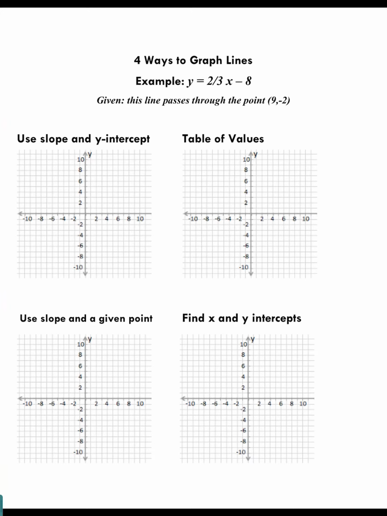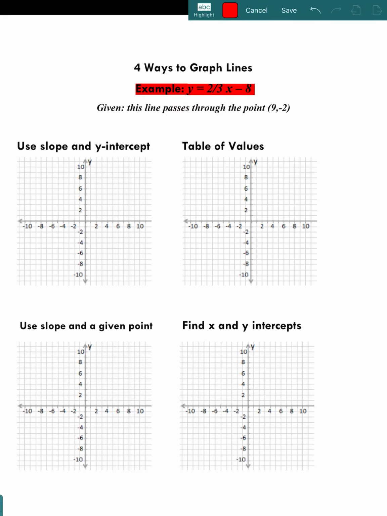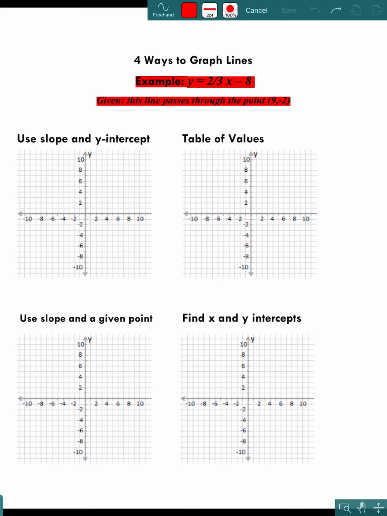4 different ways of graphing lines include using slope and y-intercept as one method, using a table of values as another method, using slope and a given point as a third method, or finding x and y-intercepts as a fourth method. In this example, we have the equation y equals 2 over 3x minus 8. And we're also given the information that this line passes through the point 9 and negative 2.